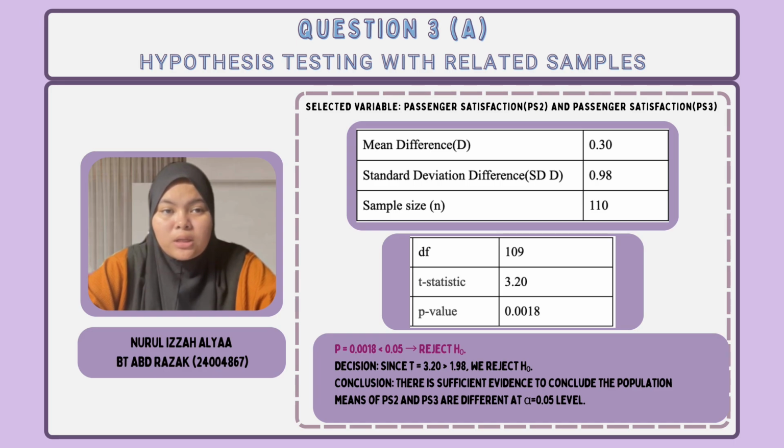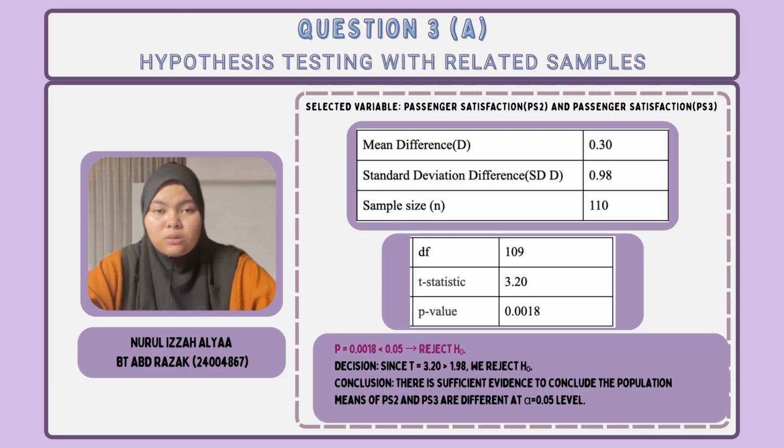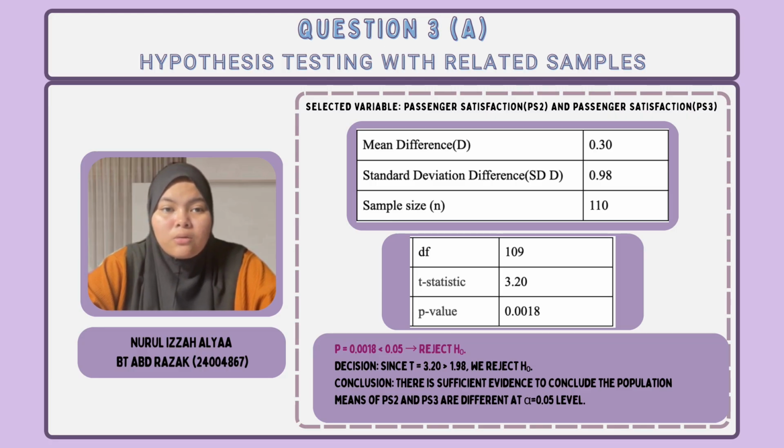This p-value is well below the commonly used significance level of 0.05, which means we have enough evidence to reject the null hypothesis. Additionally, since t equals 3.20, which is greater than 1.98, the critical value at 0.05, we again confirm that the difference is statistically significant.